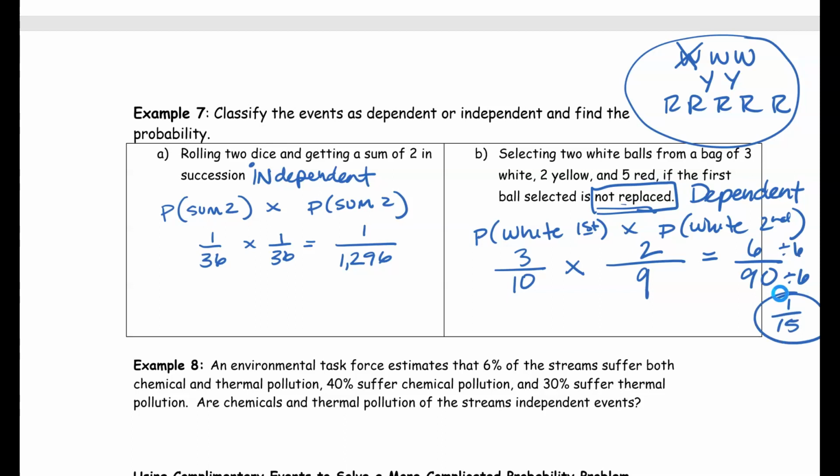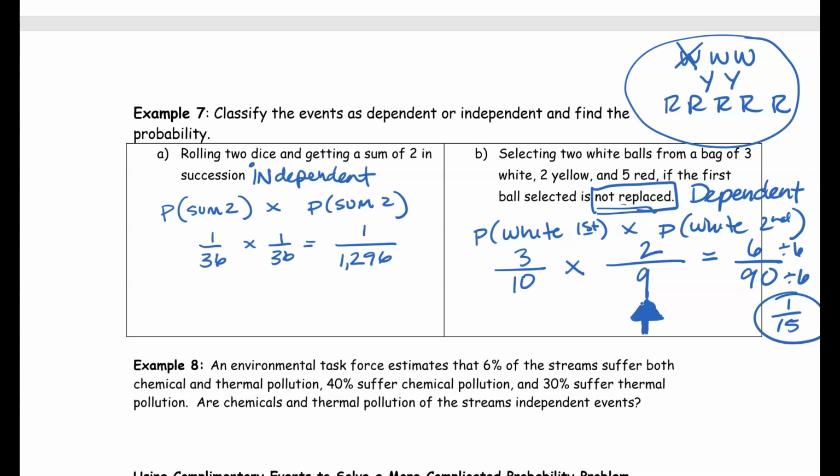So you'll notice that with dependent events, a lot of times, that second fraction, the denominator, ends up changing, just like the sock example, because whatever I did in that first stage affected what I did in that second stage. So for this one, you don't have to use a formula. You just want to think through it.